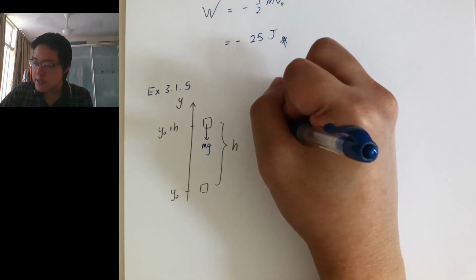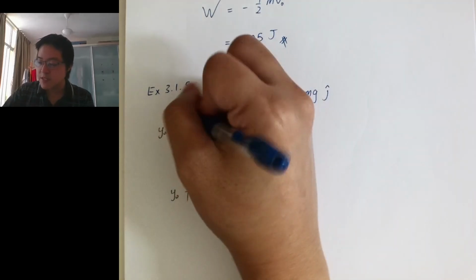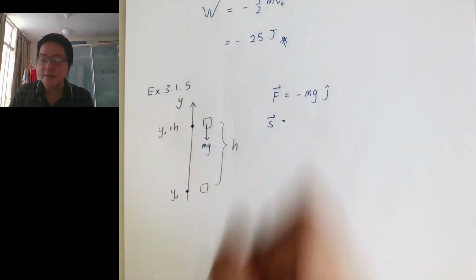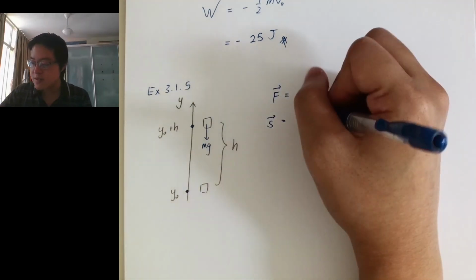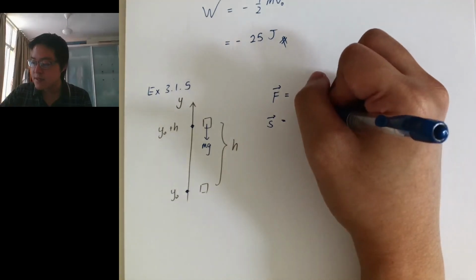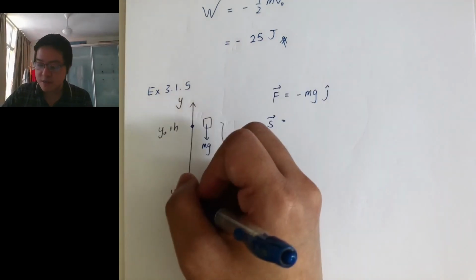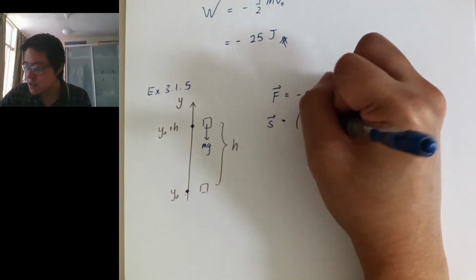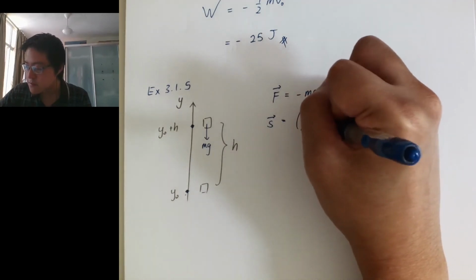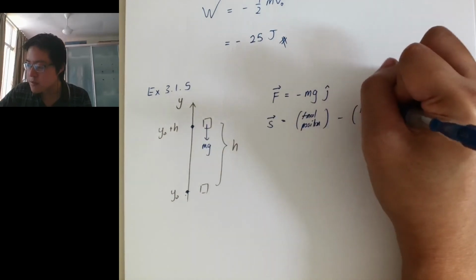How about my displacement? The displacement is initially this position, and then later it goes to this position. So how to write it: final position minus initial position. We should say the final position minus the initial position.